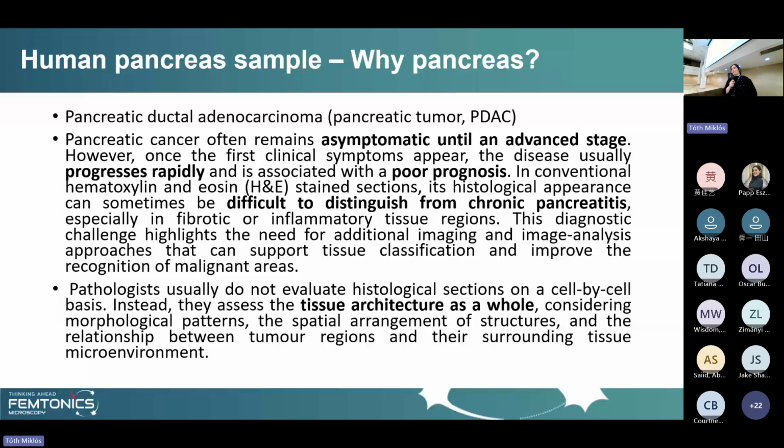The pathologists usually work with hematoxylin and eosin stained tissue samples, and in the case of pancreatic tumorous tissues, it's sometimes difficult to distinguish from chronic pancreatitis. I have to point out that pathologists do not evaluate a sample cell by cell. They are looking at the section as a whole structure, and to evaluate it, they are looking for morphological patterns, spatial arrangements, and microenvironments of the tumorous area.